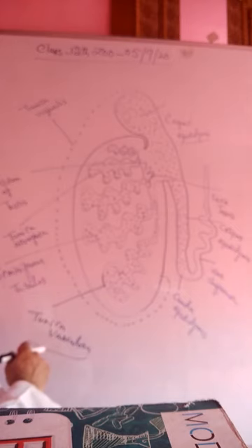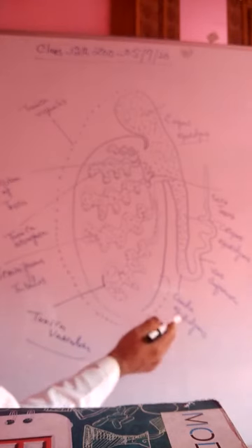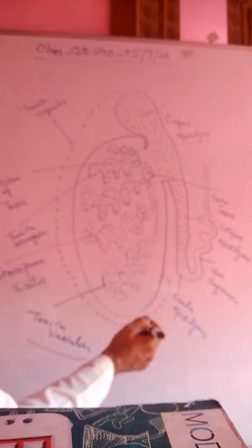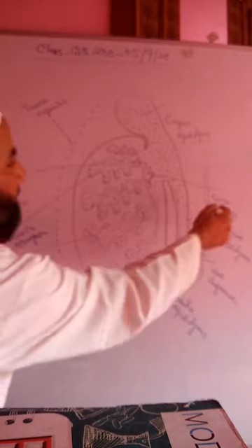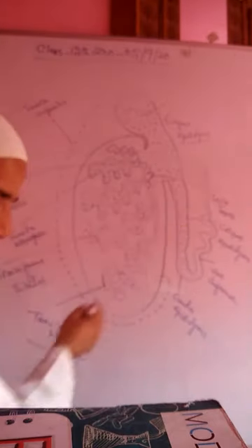finally dilates to form ampulla, which joins the duct of the seminal vesicle to form ejaculatory duct, that is 2 centimeters long. It passes through prostate gland and joins the urethra. But so far as the urethra is concerned, urethra is beyond this.